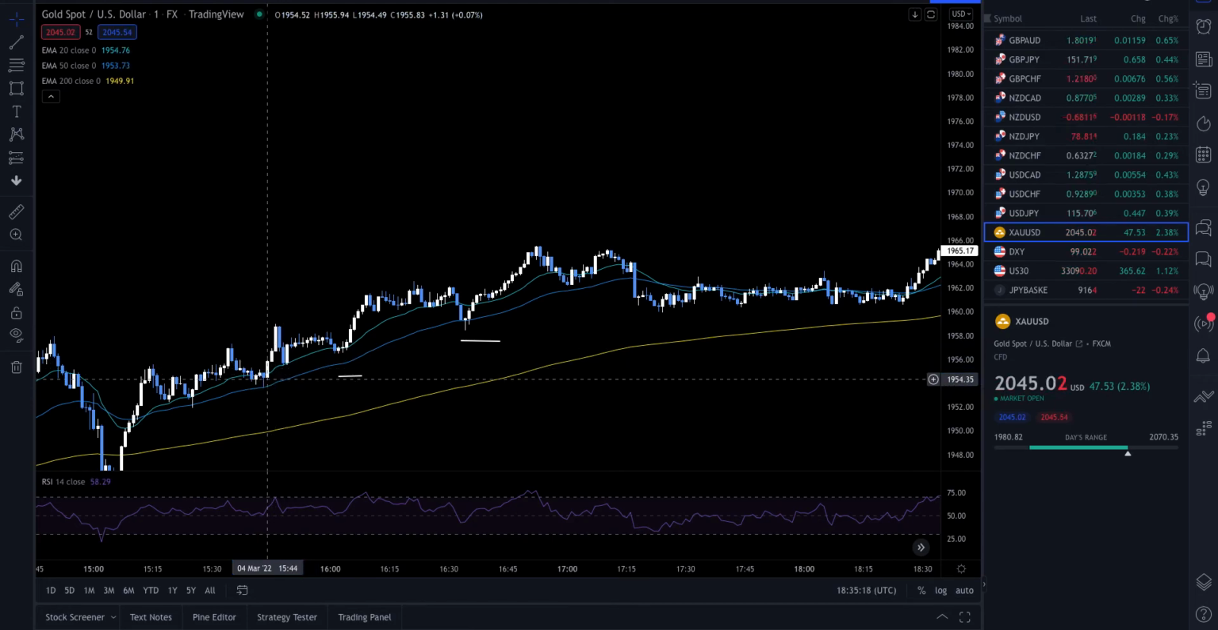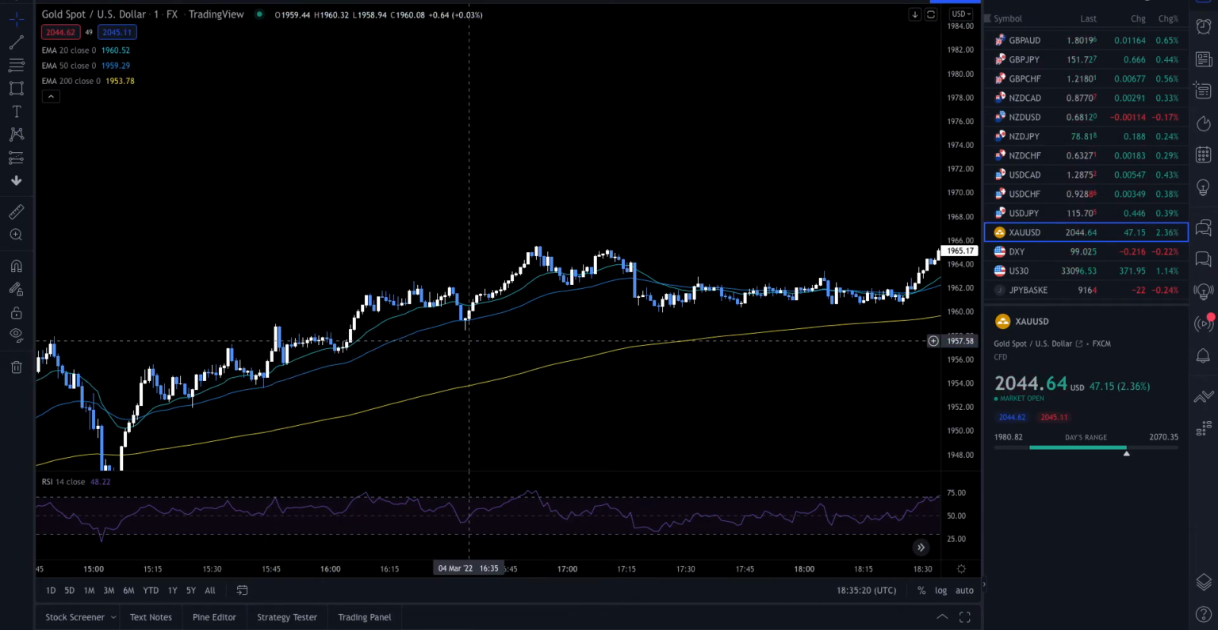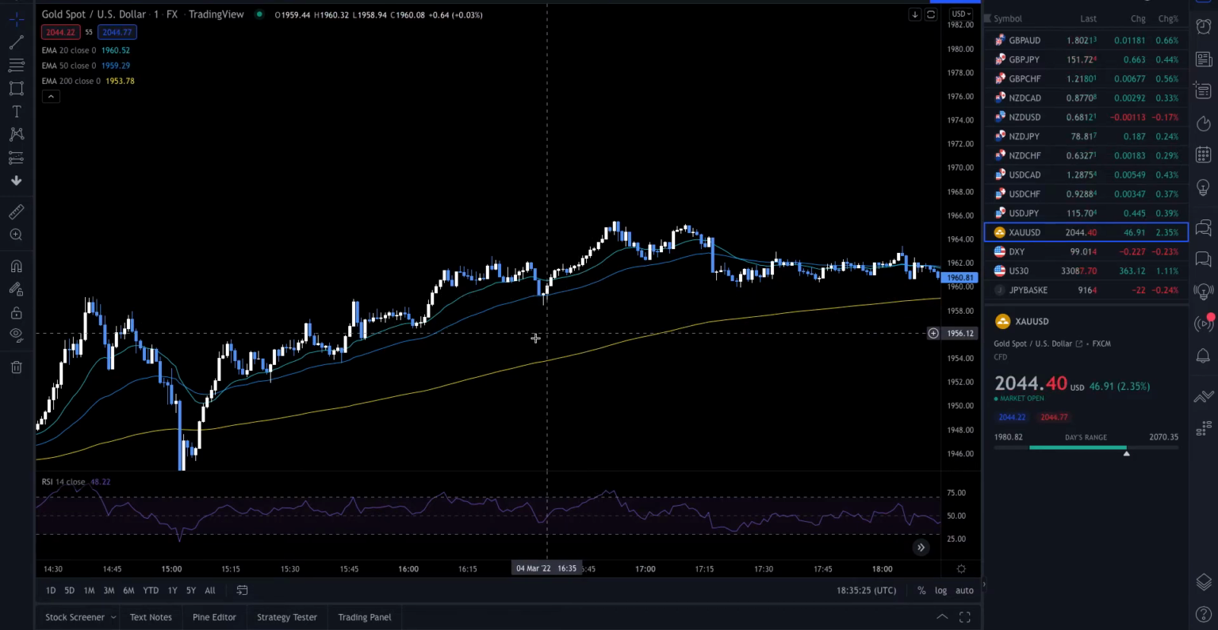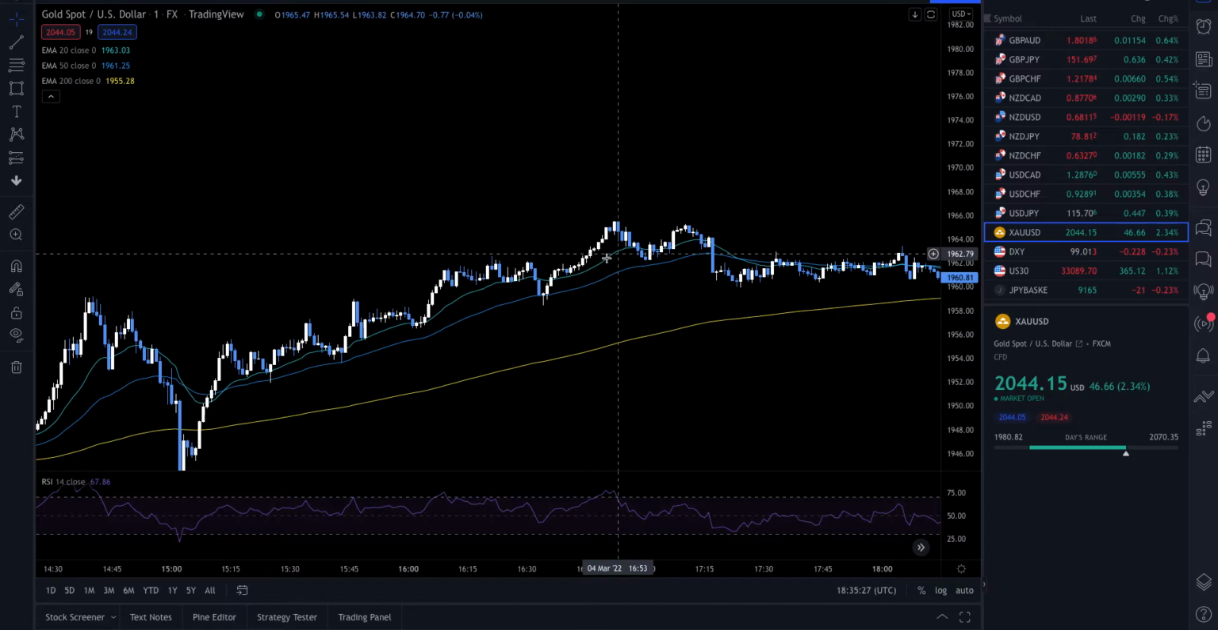Now this works on any kind of time frame. It doesn't have to be the 1 minute. It works on the 30-minute time frame. It works on the 15-minute time frame. It works on the hourly time frame. It's just a case of waiting for the market to trend.